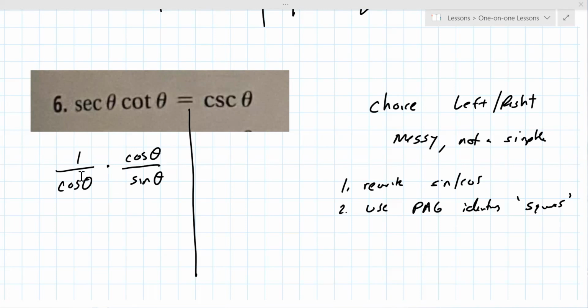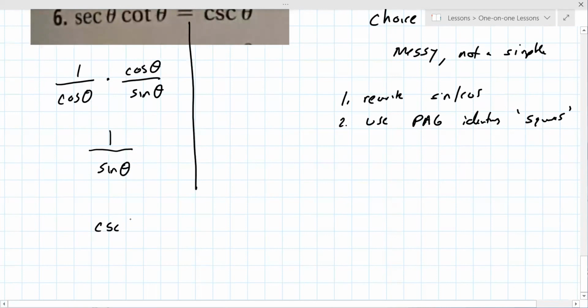So now what does this simplify to on the left? You get rid of the cosines and then it's 1 over sine, but 1 over sine is the secant. So you're done.